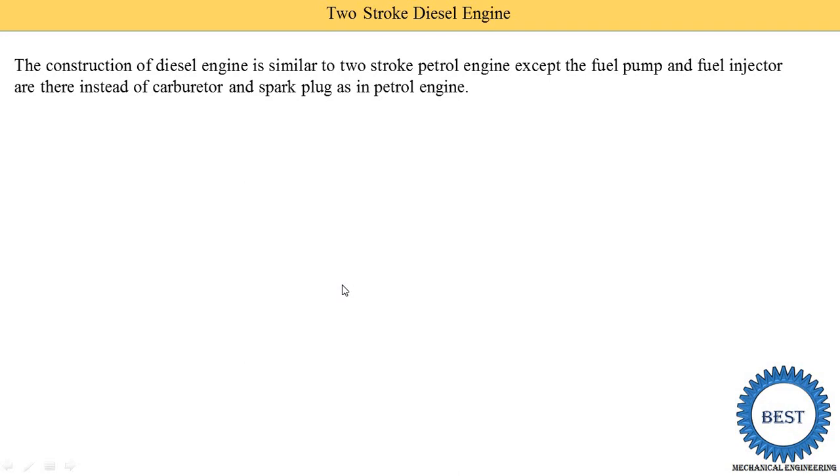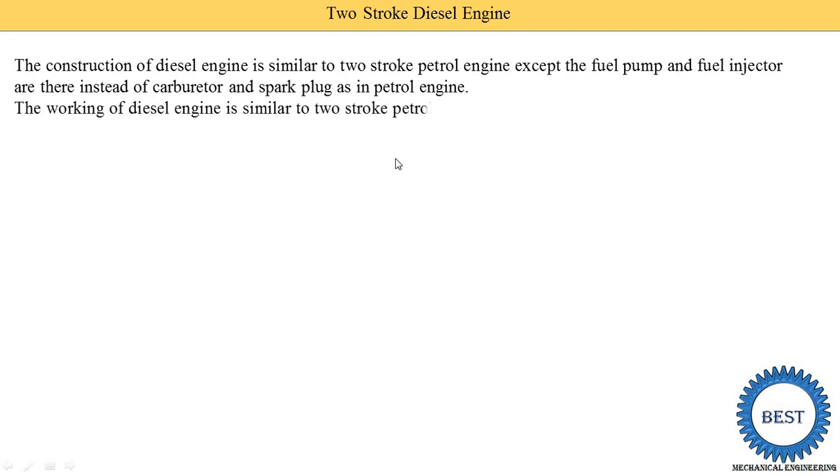and the fuel injectors are there instead of the carburetor and spark plug as in the petrol engines. Means in a petrol engine we use the carburetor and the spark plug. Okay, so these spark plug and carburetor are replaced by the fuel pump and the fuel injector. Means there is one diesel pump and one fuel injector that sprays the diesel inside the cylinder, that is called the fuel injector.